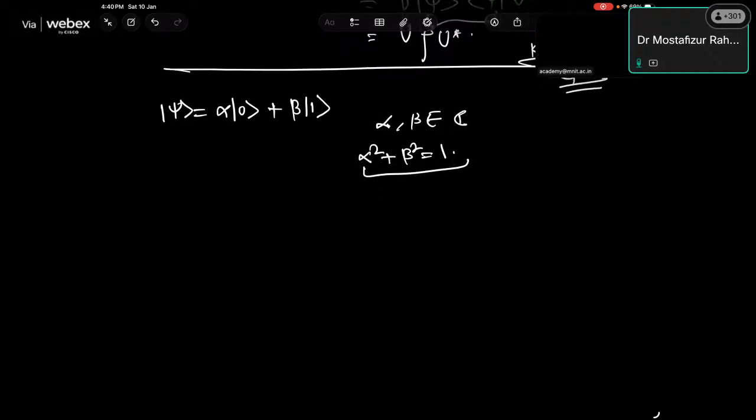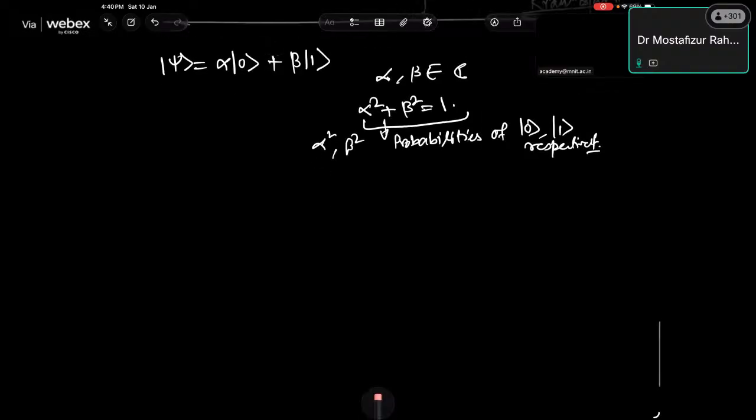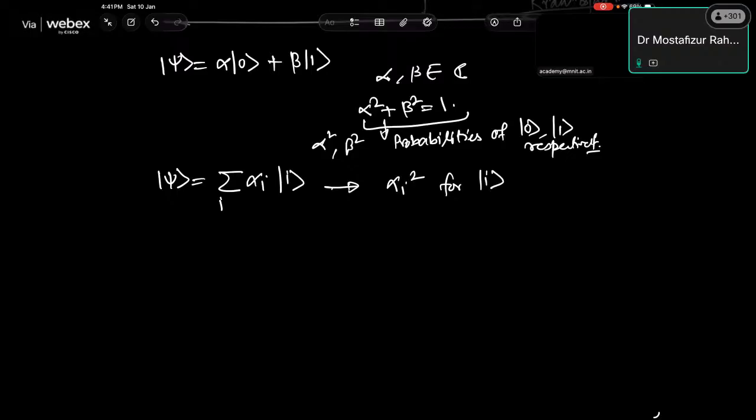Alpha and beta are individually called the probability amplitudes, and alpha square and beta square are called the probabilities of 0 and 1 respectively. For a system with more than two basis states, if I represent psi, instead of alpha and beta, as a superposition of many bases, alpha i ket i, where i can take any value from 1 to n, then the probability will be alpha i square for the ith state. And this is given by something called the Born rule.